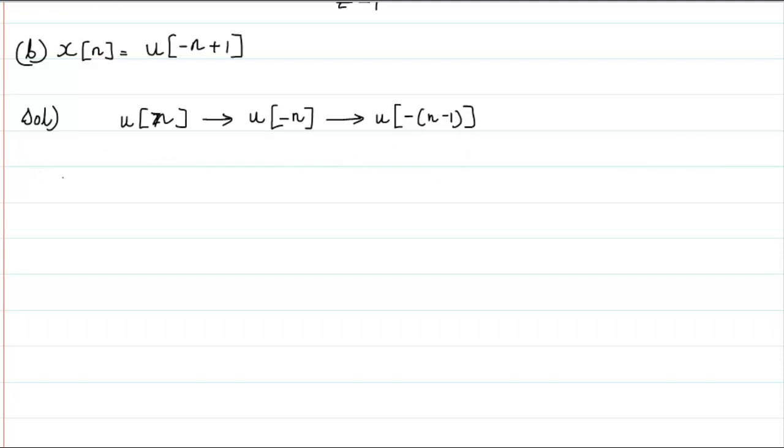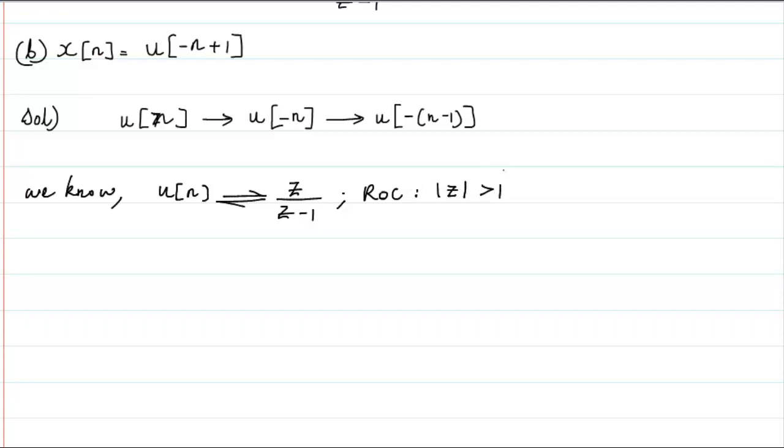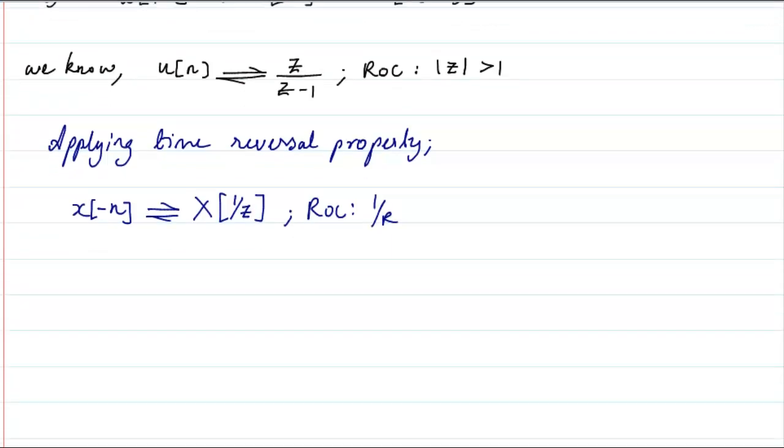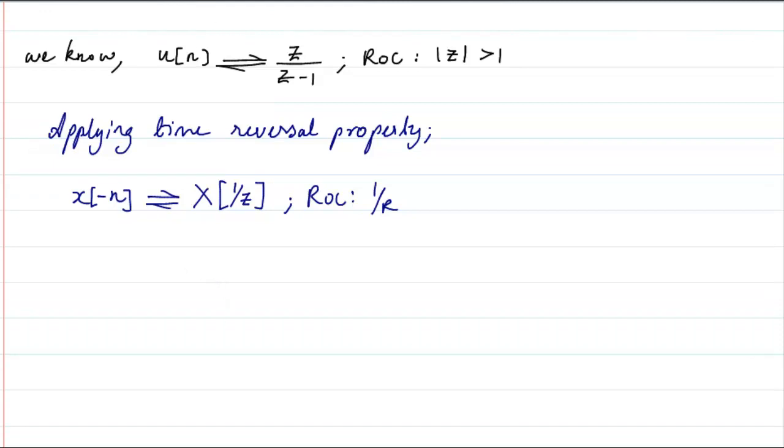So based on that, first I will write, we know that u of n gives a Z transform of z divided by z minus 1 with ROC z greater than 1, that is outside the circle. Next, we know the time reversal property, which says that if you are having a function x of n whose Z transform you know, then the Z transform of x of minus n will be x of 1 by z, that means replacing z with 1 by z, and the ROC will be 1 by r, that means the region is reversed.